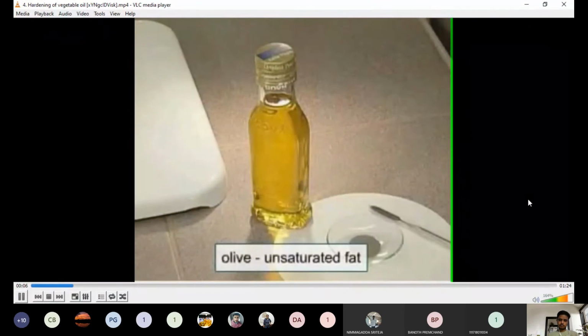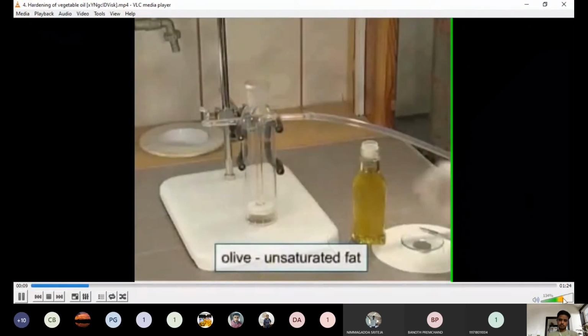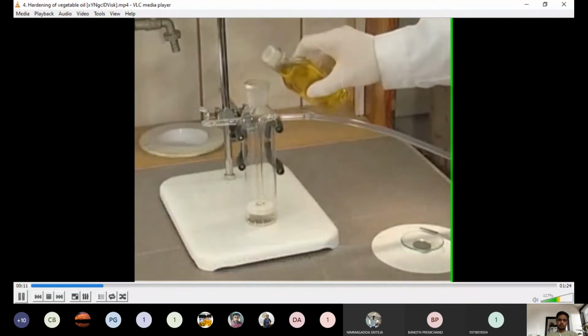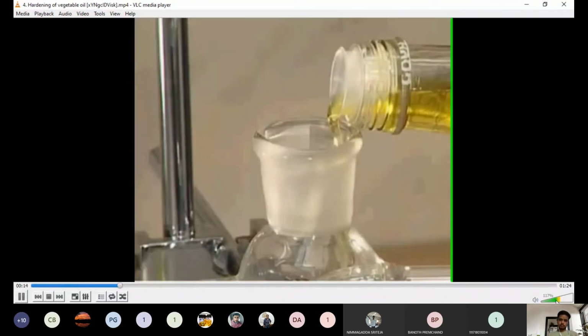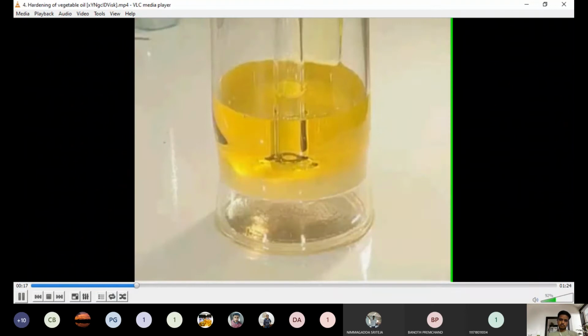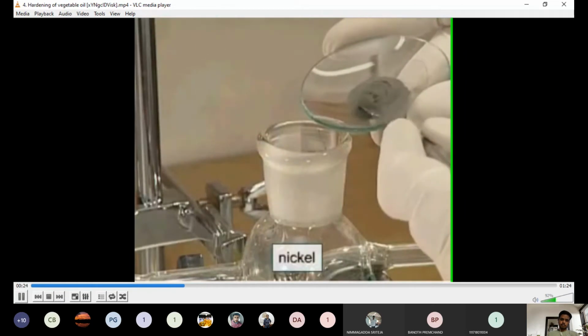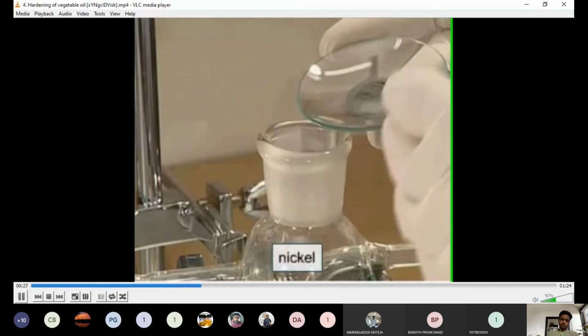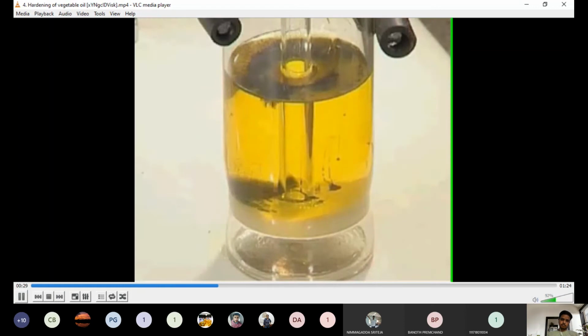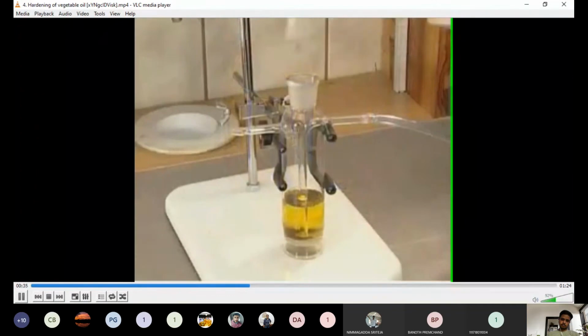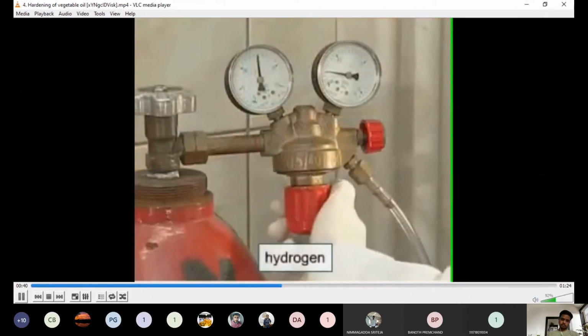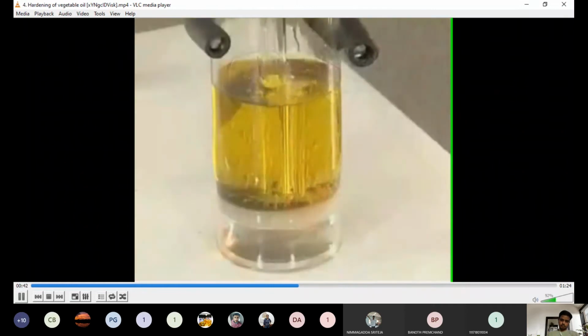Olive oil contains a high proportion of unsaturated fats. Let's try to carry out a reaction to harden these fats. The reaction requires the presence of a catalyst, which can be nickel, platinum, or palladium. We will use nickel. Pass hydrogen through the olive oil in the presence of the catalyst.